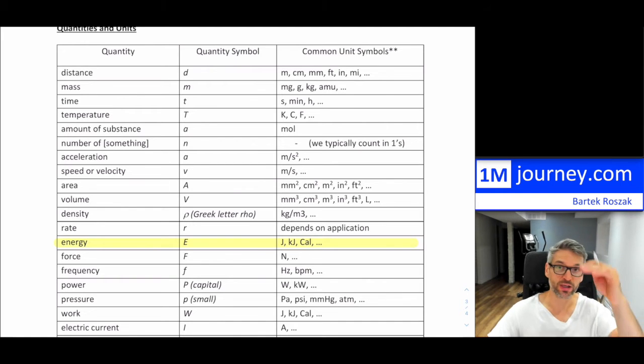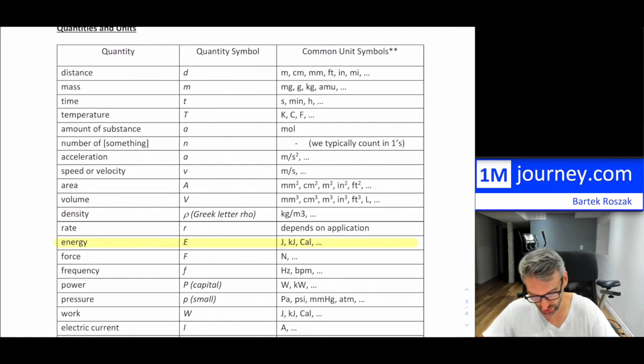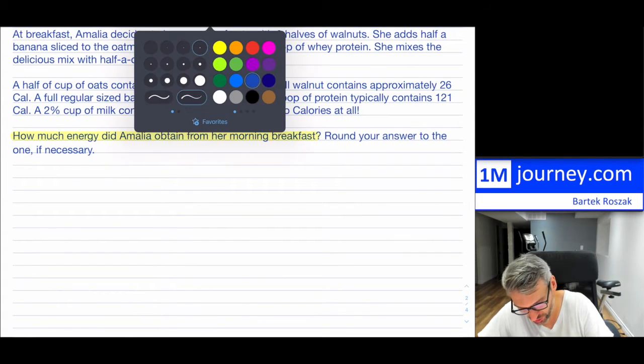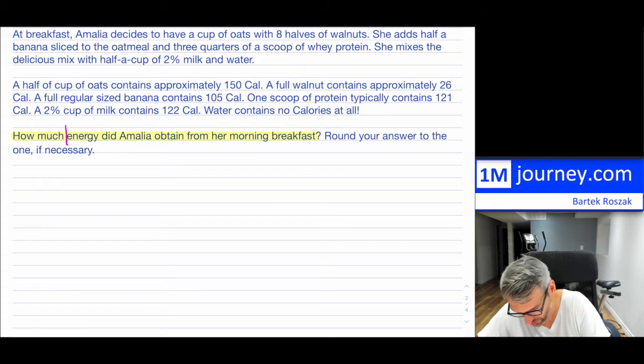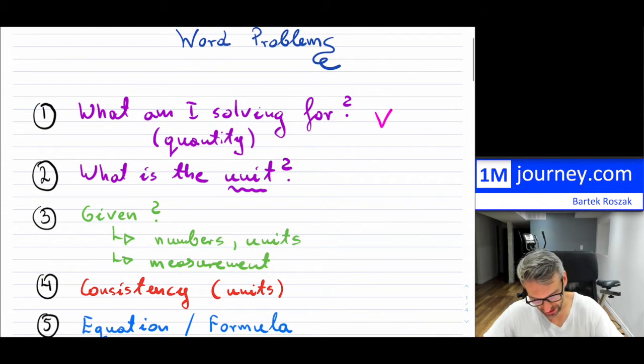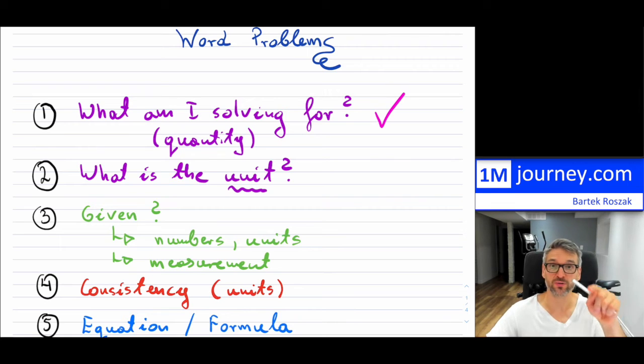Just by reading, kind of checklist 2, I'm going to come back. What I'm going to do on the first go is highlight for myself, all right, they want me to solve for energy. So that's checklist 1. That's my step 1. You found what you're going to be trying to solve for.